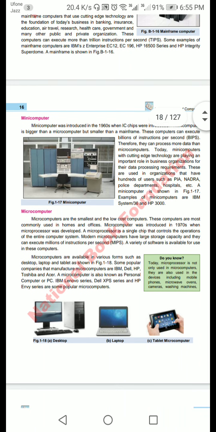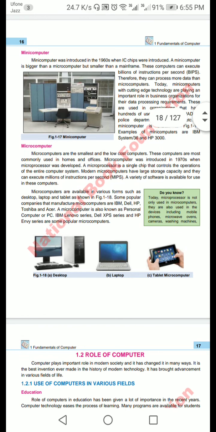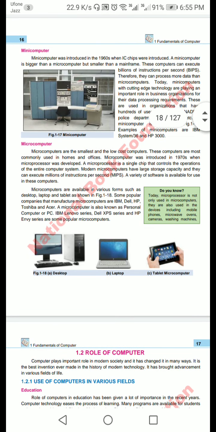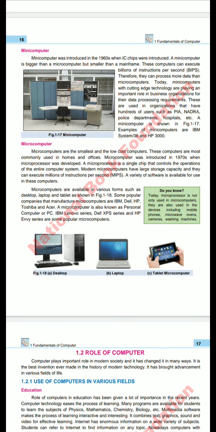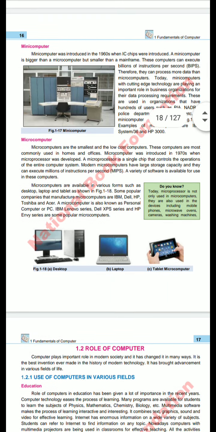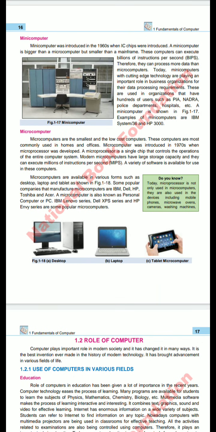Next is mini computer. Mini computers were introduced in the 1960s, when integrated circuit IC chips were introduced. A mini computer is bigger than a microcomputer but smaller than a mainframe computer. They are in between these two computers. These computers can execute billions of instructions per second, whereas the previous ones executed trillions. Therefore, they can process more data than the microcomputers.